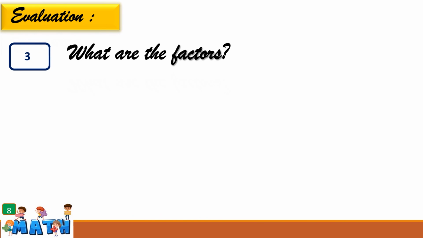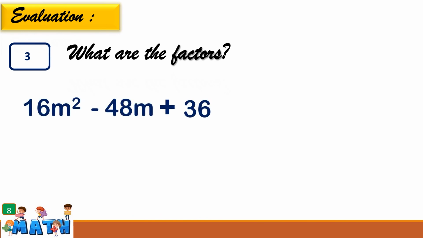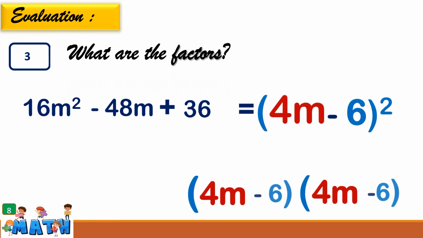Challenge number 3. What are the factors of 16m squared minus 48m plus 36? The answer is the quantity 4m minus 6 squared, or 4m minus 6 times 4m minus 6, and you are correct.